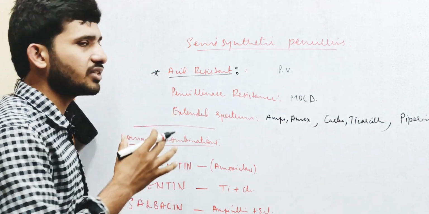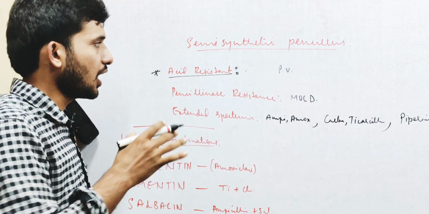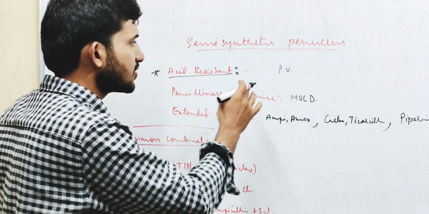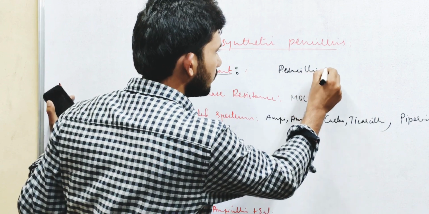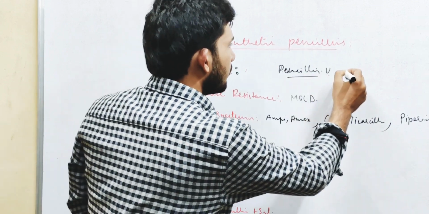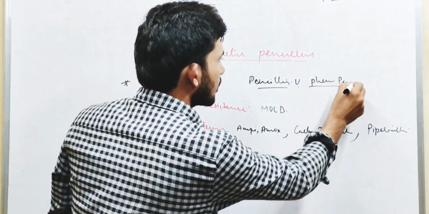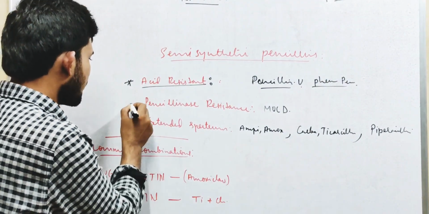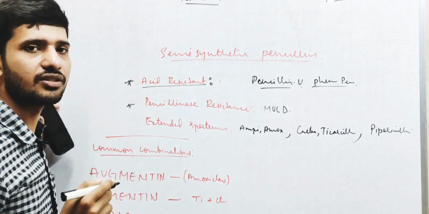So these penicillins are given through the oral route, especially. And in acid resistant penicillins we have penicillin V. Penicillin V is also called phenoxypenicillin. Okay.